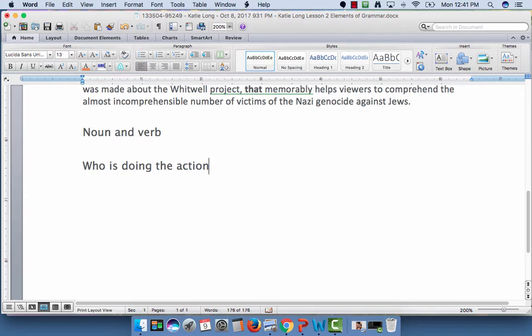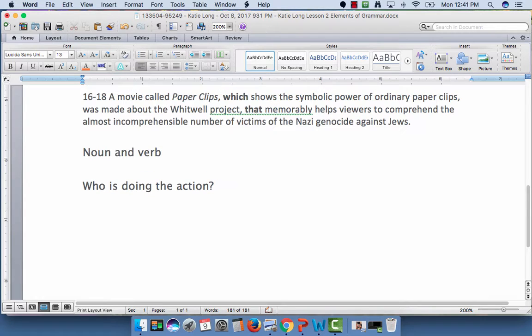So let's look at the sentence above. The movie called Paper Clips, which shows the symbolic power of ordinary paper clips, was made about the White House Project that memorably helps viewers to comprehend the most incomprehensible numbers of victims of the Nazi genocide against the Jews.